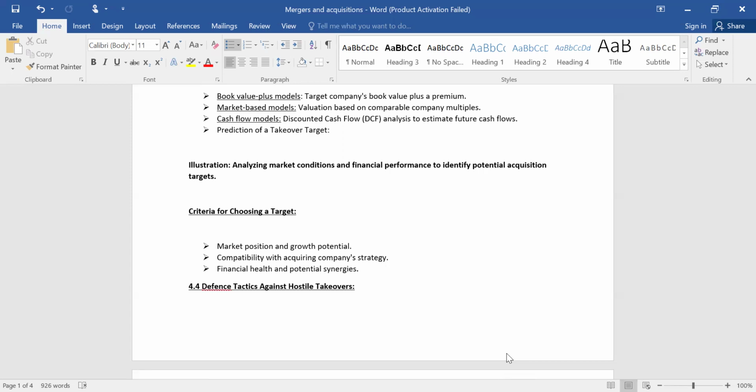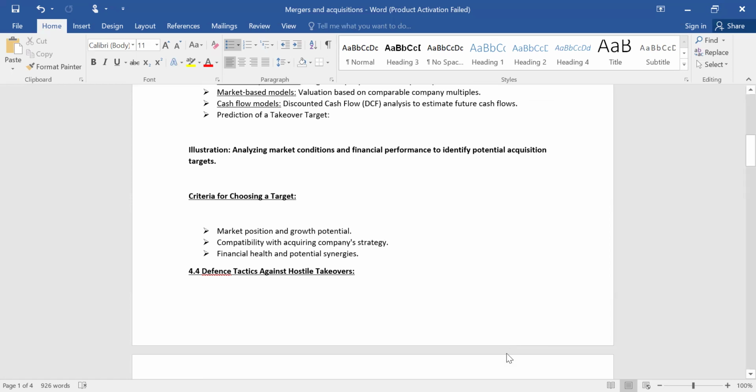So maybe another reason for choosing a target company to merge, maybe it is because you want to do what? The market expansion. Then another criteria before you merge, unafaa uangalie: is there any compatibility with the acquiring company's strategies? So unaweza pata you are acquiring another company, na your company, their strategies haziko the same na your strategies. So lazima kuwe at least the strategies on the same part.